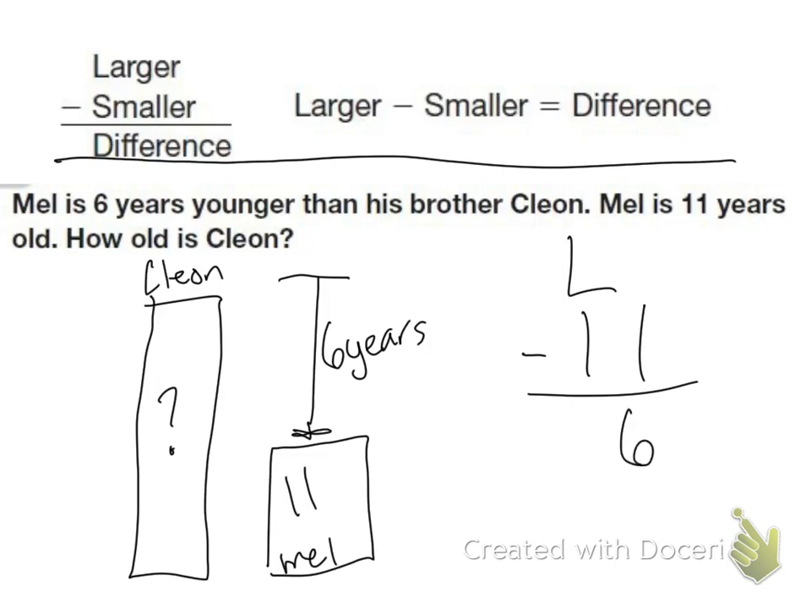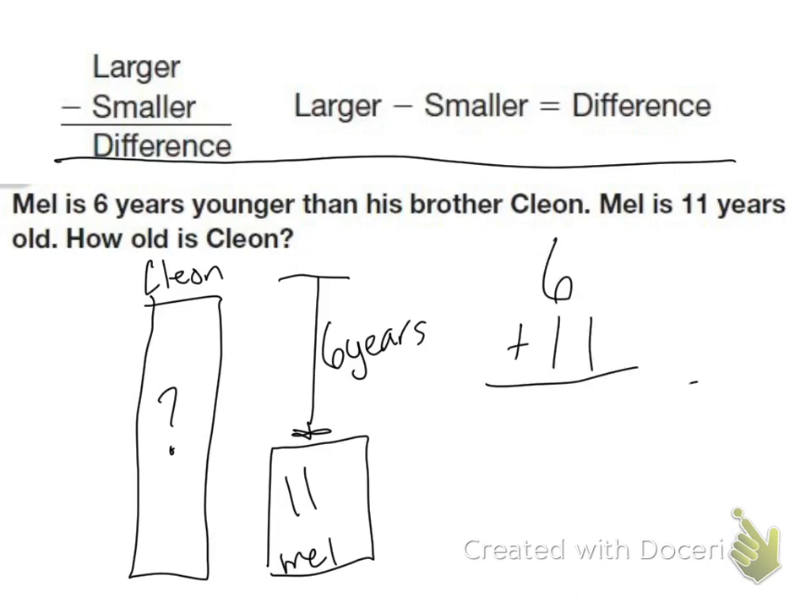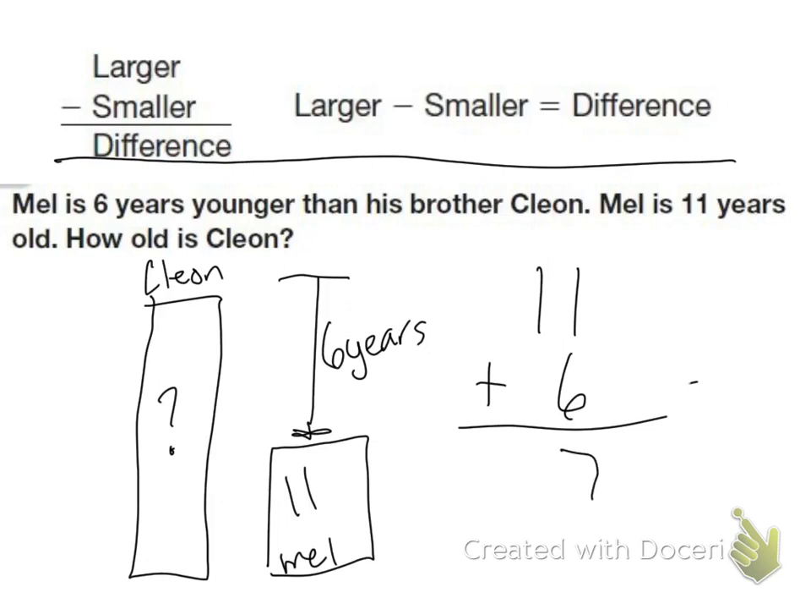So I can think that 6 plus 11 will give me my answer. So we have 1 plus nothing is 1. Oops, I put the 6 in the wrong spot. That's why it's important to line up your numbers. Let's do that. So 1 plus 6 is 7, and 1 plus nothing is 1. So Cleon is 17 years old.